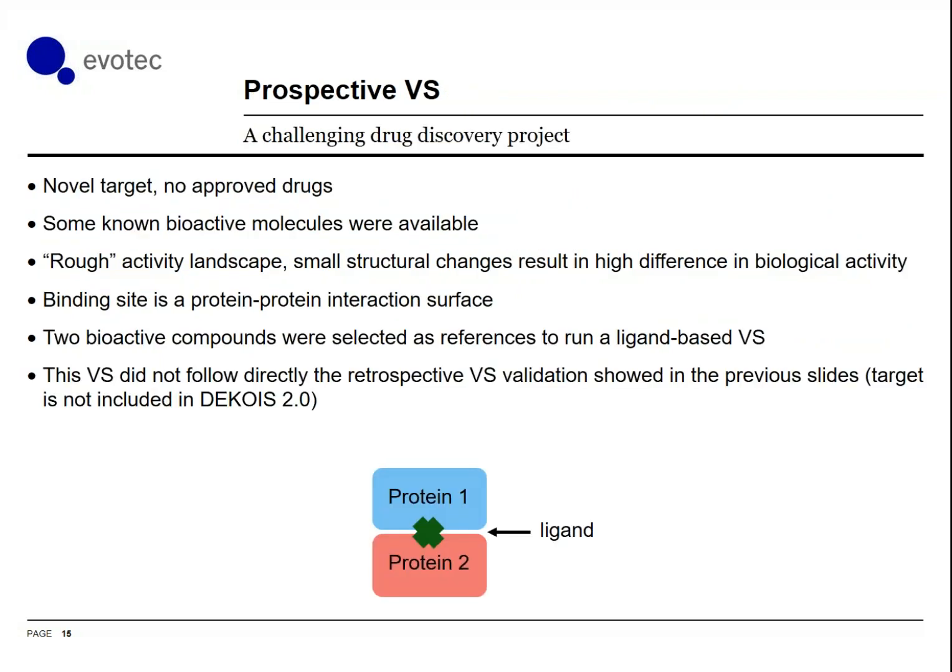Okay, so here I switched to the prospective application, and so this virtual screening was run on a quite novel target for which there are no approved drugs, although some active molecules were available. It had a quite rough activity landscape with several activity cliffs, which means that small changes in the 2D structure of these non-bioactives in many cases would correspond to a high difference in biological activity.